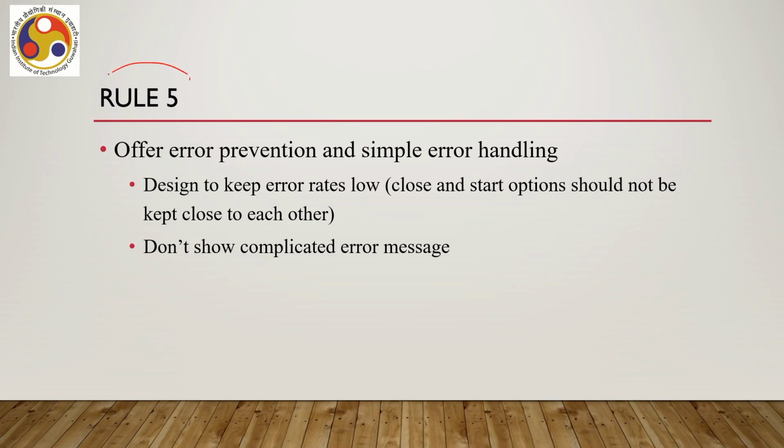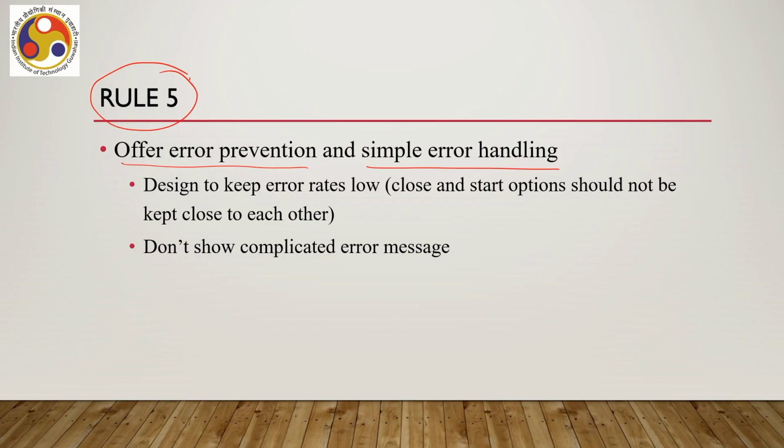Then there is rule number 5, which is offer error prevention and simple error handling. So, it is obvious and it is unavoidable that there will always be some error. To err is human, we all know. So, error cannot be totally removed from our consideration. However, we should try to have a design that lets the user make as little error as possible, so that we keep error rates low.